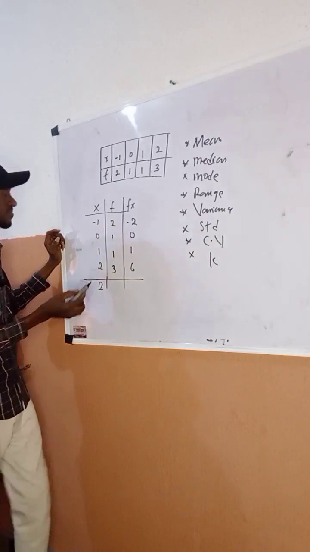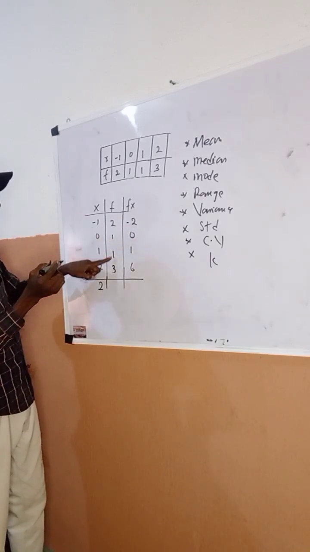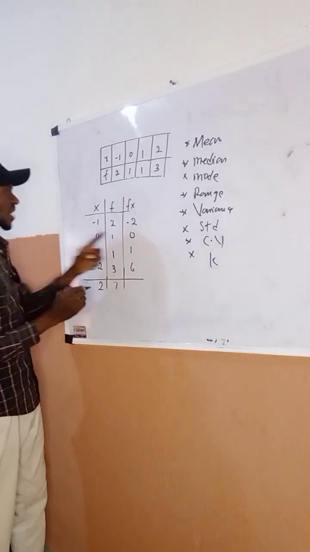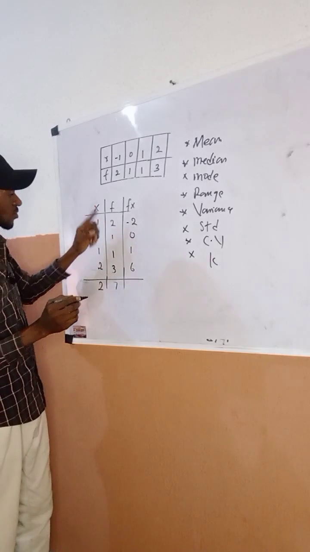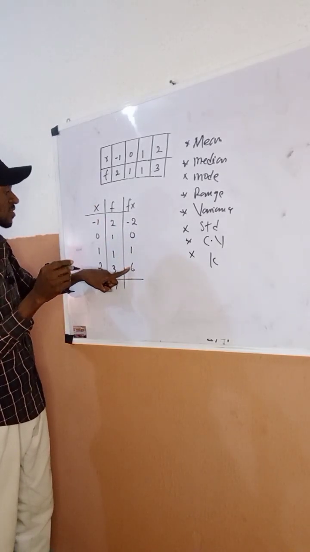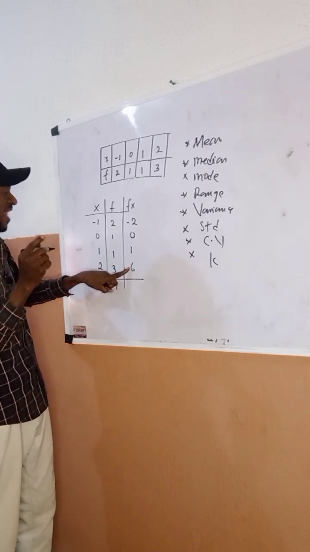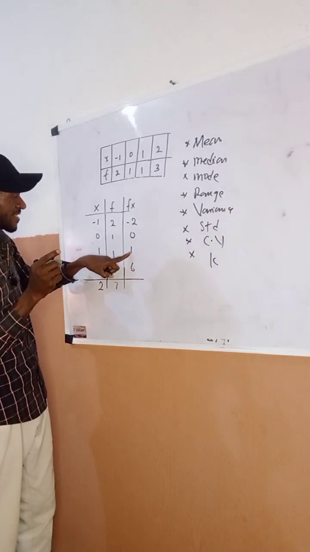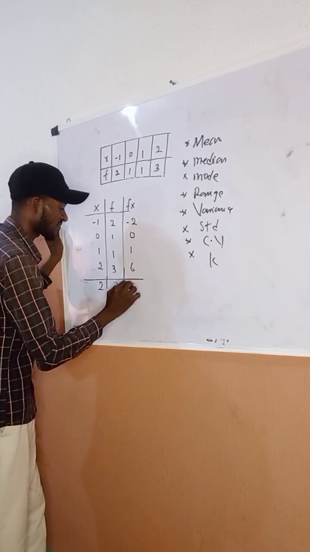Then I'll come to frequency. 2 plus 1 is 3, plus 1, 4, plus 3, 7. I'll come here. This is minus 2 plus 0 is minus 2. Plus 1, minus 1. Plus 6, 5. Which is the same thing as saying 6 plus 1 is 7, minus 2 is 5. So here becomes my 5. Here is my 5.